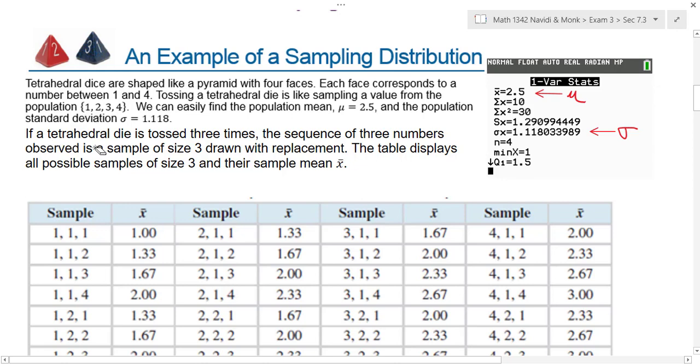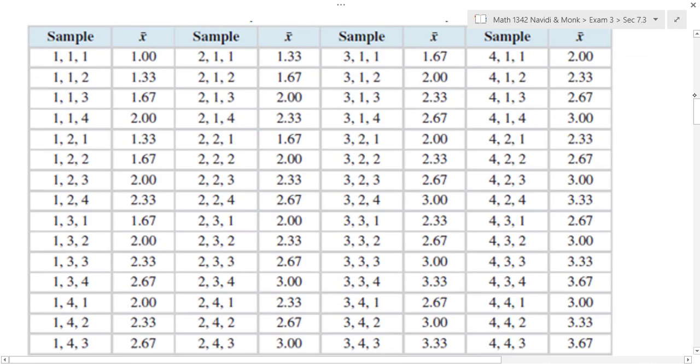If a tetrahedral die is tossed 3 times, then my sample size will be equal to 3, and the sequence of 3 numbers observed in a sample of size 3 drawn with replacement. So I have a tetrahedral die, I toss it 3 times, and I'm looking at the average of the 3 numbers that I roll. This table then displays all the possible samples of size 3 and their sample mean. So when I'm rolling 3 4-sided die, I could roll all 3 ones, and then the average value of these 3 numbers that I roll would be 1.